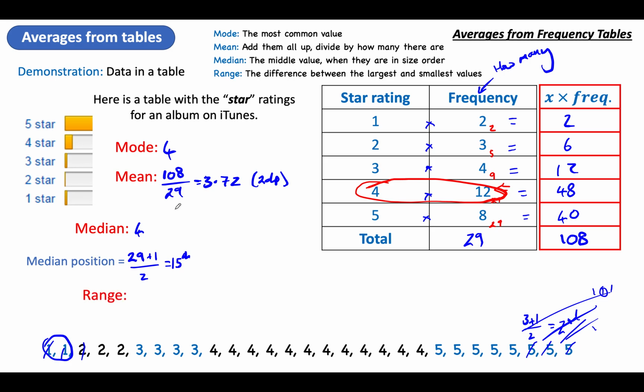And lastly, the range. Now the range is quite easy. You just do the difference between the biggest and smallest values. Now that's not the biggest and smallest frequency, but the biggest and smallest category. And my biggest category is 5, my smallest category is 1, so my range is 4.